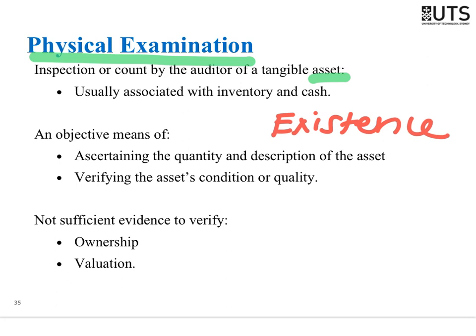Okay? Now, the assets that we are more likely to actually perform this procedure for is inventory and cash, because they're the ones that you can more likely physically see. Oh, and by the way, property, plant, and equipment as well. So your machinery, your factories, and so on and so forth. So it helps you with existence. Now, the other thing I just want to mention is by physically examining an asset, you can also see the condition of the asset. Now, why is that important? It's important because, let me ask you a question.